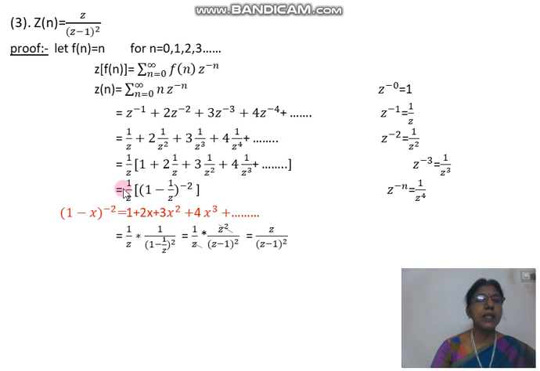Now on simplification, we have 1 by z and 1 minus 1 by z whole power minus 2, so this is 1 by 1 minus 1 by z whole square, times 1 by z. Taking the LCM, z minus 1 by z whole square, that means z square below and z minus 1 whole square above, so 1 into z square by z minus 1 whole square. One z cancels, remaining 1 into z, so z by z minus 1 whole square. So z of n, the z transform of n, is equal to z by z minus 1 whole square, which is the required result.